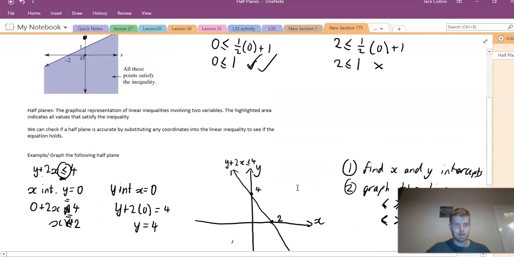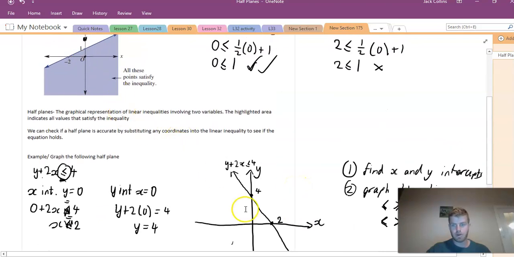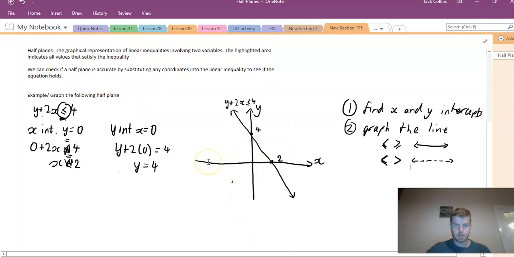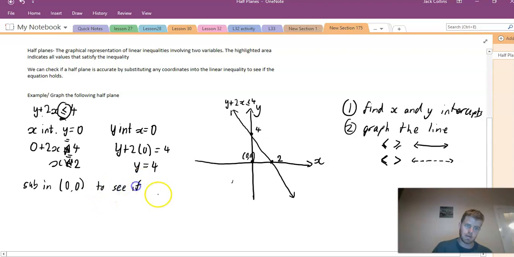The next step is identifying which side of this plane, so which half we colour in. To do this, we can just pick the easiest point we can and see if it works or does not work. So we'll pick a point to the left here. So we'll pick point 0, 0. So sub in 0, 0 to see if it satisfies the inequality.